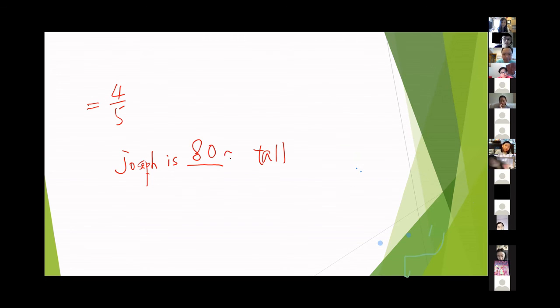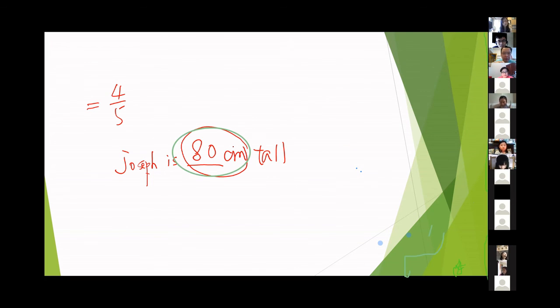Who wrote down the answer? Okay, now, for example, it equals 4/5, right? The final answer is 4/5. And when you want to find out how tall Joseph is, you can write down 80 cm. I accept. I think if you're writing down this as your final answer, of course, you have some calculating in your mind, right? In your mind.